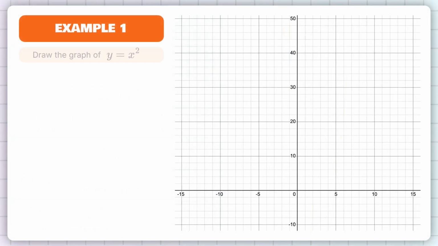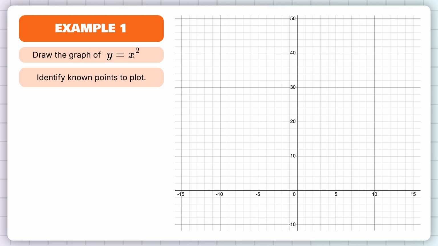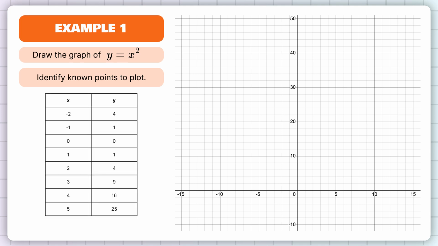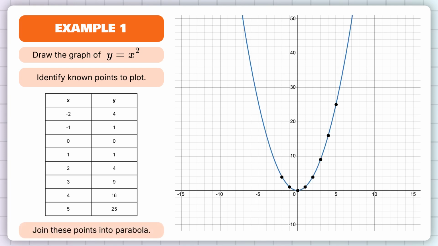For example, suppose you need to plot y equals x squared. Start by writing out values of x and calculating the corresponding values of y. In this case, we just need to square x. We therefore find points like (-2, 4), (-1, 1), (0, 0), (1, 1), and (2, 4), and so on. If we then plot these points on the coordinate grid, you will see the parabolic shape forming. These points can be connected to form a parabola.